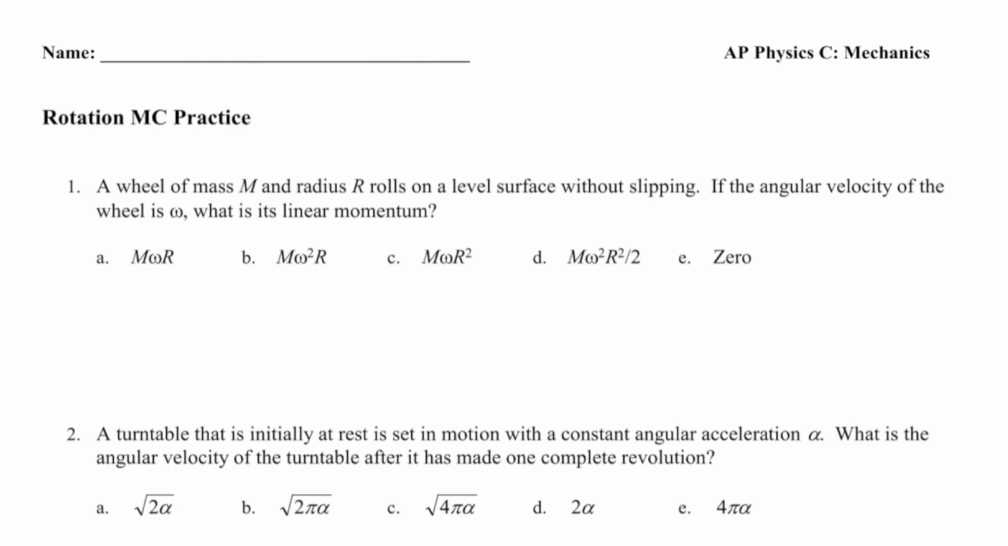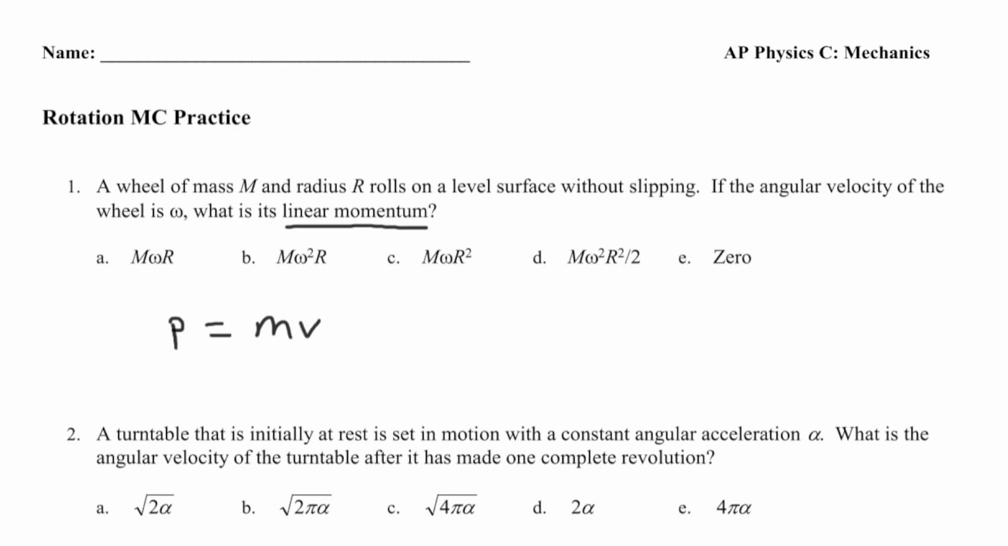So, first, a wheel of mass m and radius r rolls on a level surface without slipping. If the angular velocity of the wheel is omega, what is its linear momentum? Well, we're asked to find a linear momentum, and linear momentum is P, which is equal to mv. So P equals mv. Well, that's not an answer choice. So I need to figure out how I can rewrite this in terms of one of the answer choices.